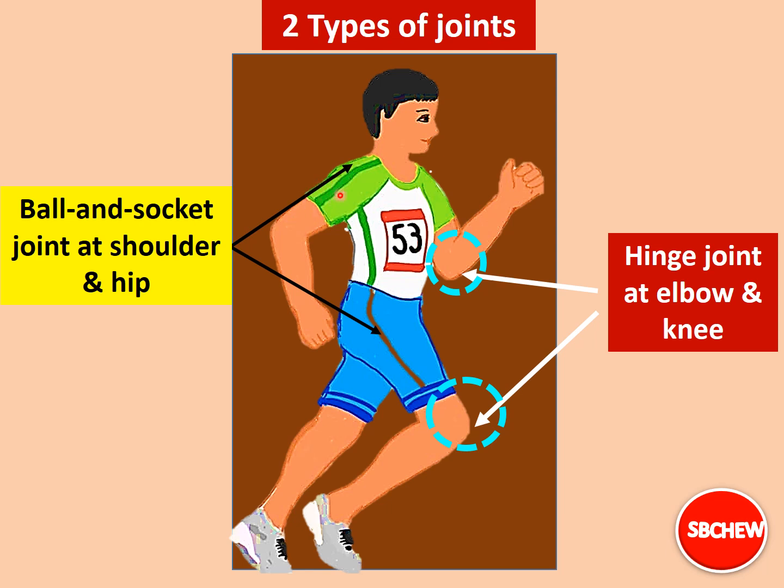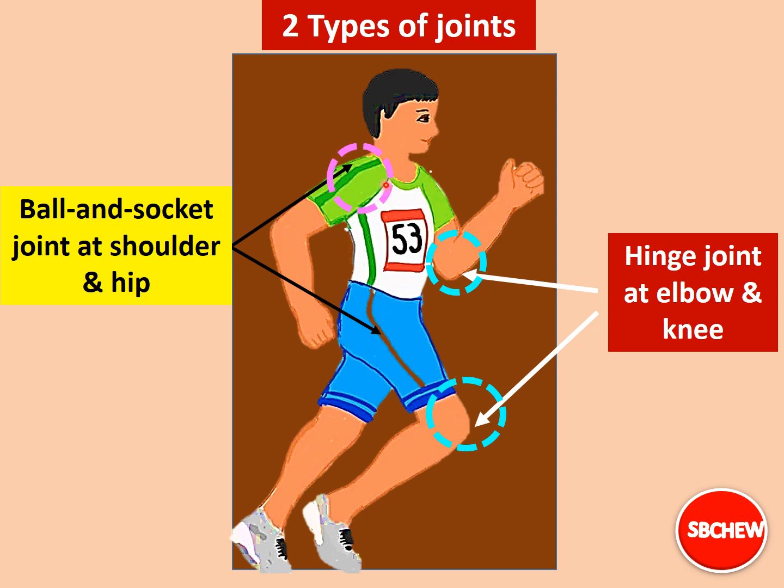So this bone is the humerus. Humerus and scapula form the ball and socket joint at the shoulder. Then at the hip, we have this flat bone here that's called the pelvic girdle. It forms a ball and socket joint with your, what is this bone here? Femur. Okay, with the femur. Pelvic girdle and femur.